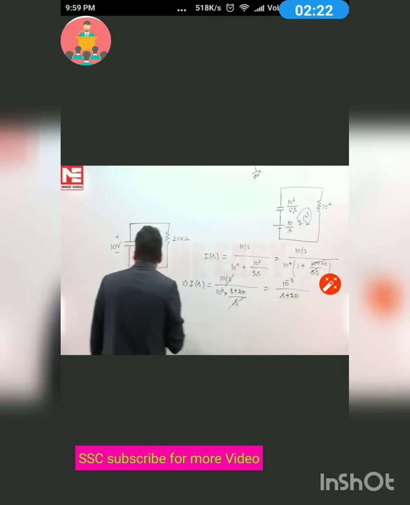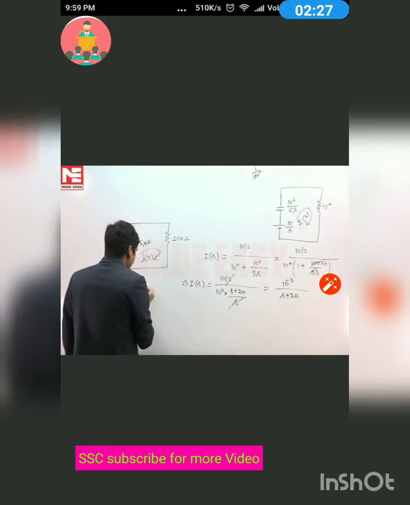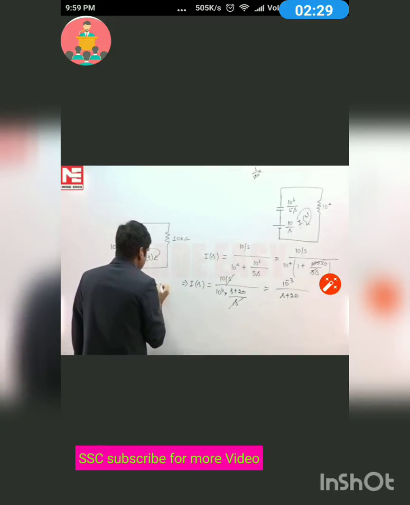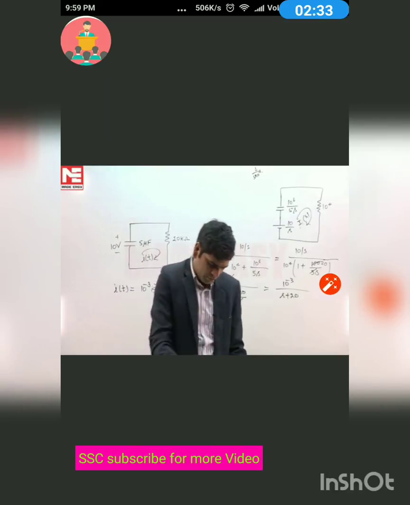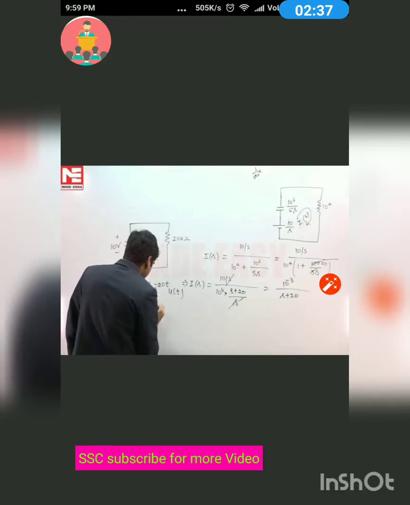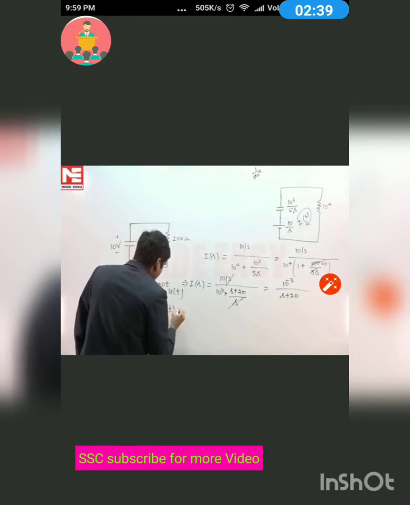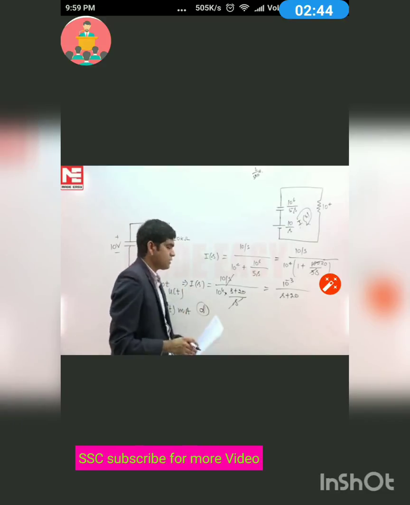If we take the inverse Laplace transform, then i(t) is equal to 10 to the power minus 3 e to the power minus 20t. So we will have current which is equal to e to the power minus 20t milliampere, which is given in option D. So the right choice for the answer is option D.